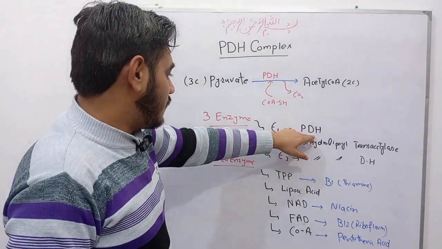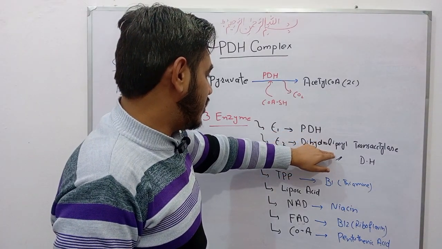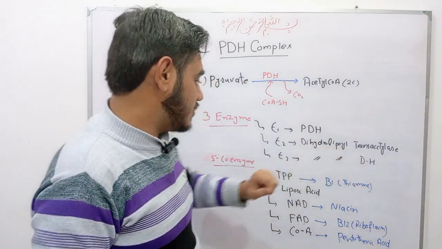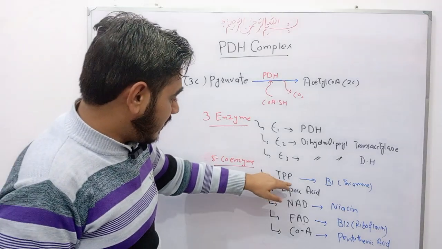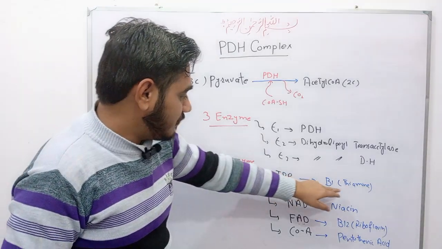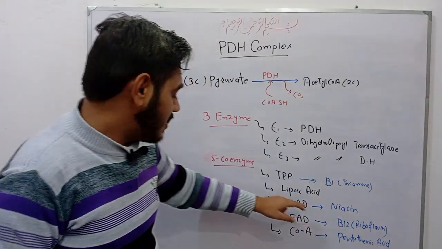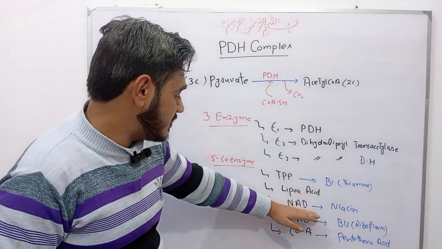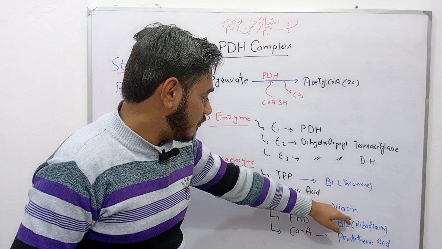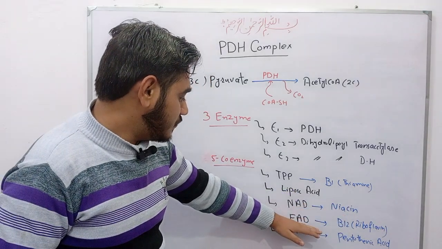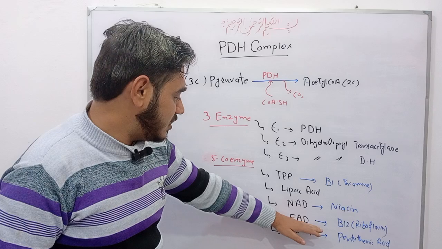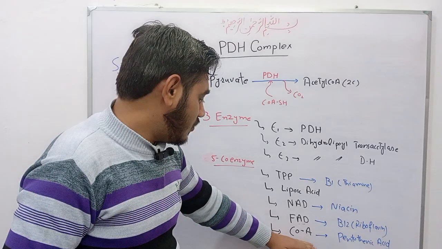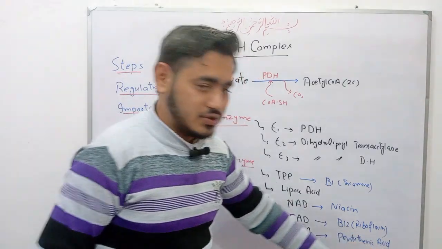The first enzyme is pyruvate dehydrogenase, second enzyme is dihydrolipoyl transacetylase, and third enzyme is dihydrolipoyl dehydrogenase. The first coenzyme is thiamine pyrophosphate, which is derived from vitamin B1. The second one is lipoic acid. The third one is nicotinamide adenine dinucleotide, derived from niacin. The fourth one is FAD, derived from riboflavin. And the last one is coenzyme A, derived from pantothenic acid.